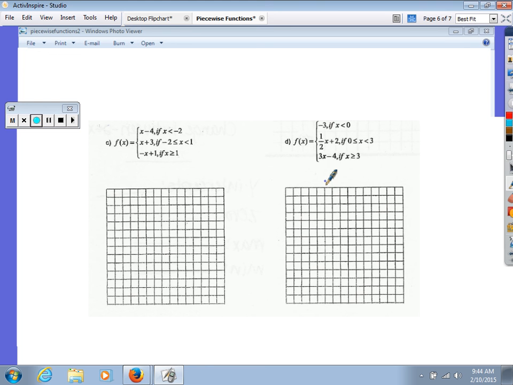Okay, so let's talk about this one. You have 3 pieces to your piecewise function again. This tells you where you start, and we want to go ahead and label open or closed. So what would this one be? Open. This one is closed. Open, and then this one is closed.